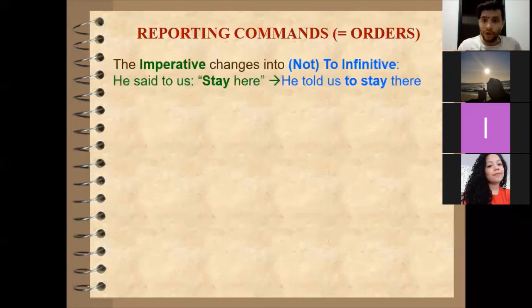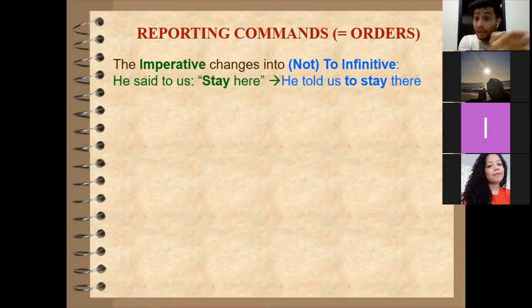Les muestro. ¿Cómo se hacen las órdenes en inglés? Pues recuerden que las órdenes en inglés las hacemos con oraciones imperativas. ¿Cuáles son las oraciones imperativas? Like this. The imperative sentences are like this. Stay here. Listen to me. Speak in English. Go to page number. All right. Go home.